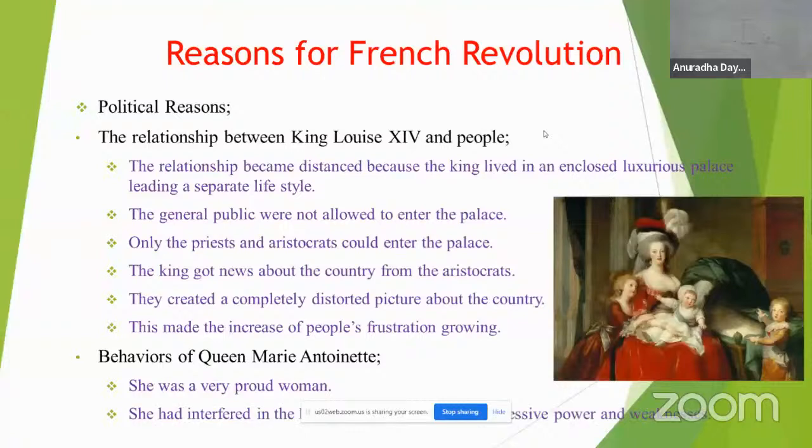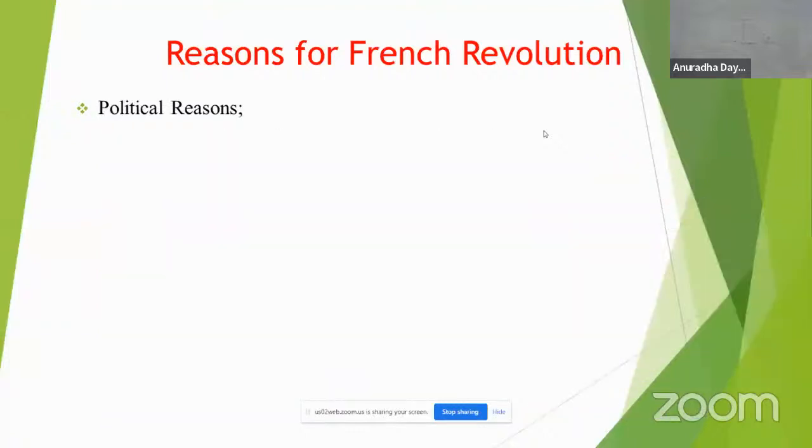What is the statement that she made? If no bread, eat cakes. So that means bread prices are going high. When bread prices go high, people cannot buy bread, and they were struggling, asking for bread. So when the struggle was there, Marie Antoinette was telling, if no bread, eat cake. So that is a kind of insult done against the people.